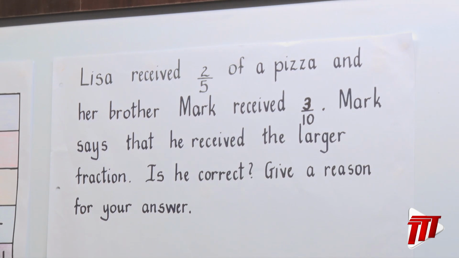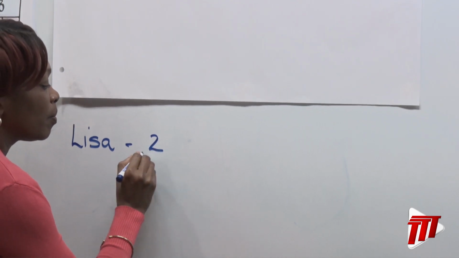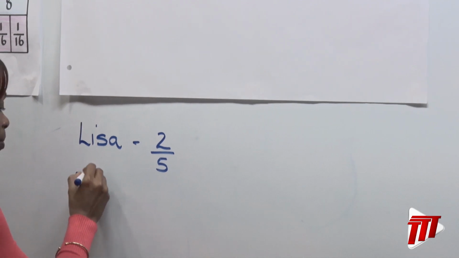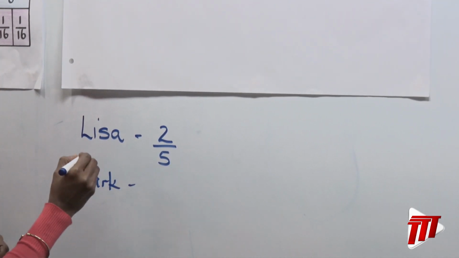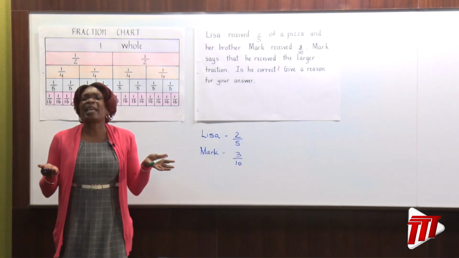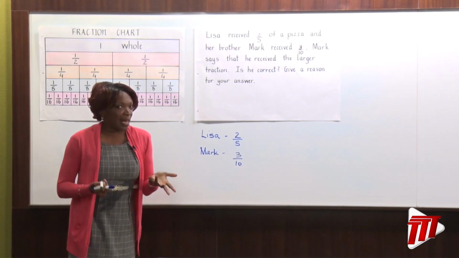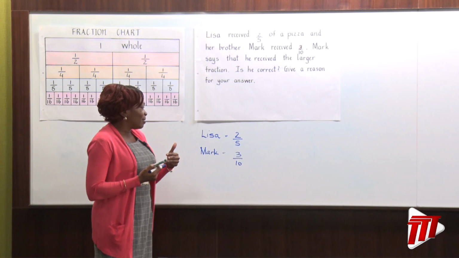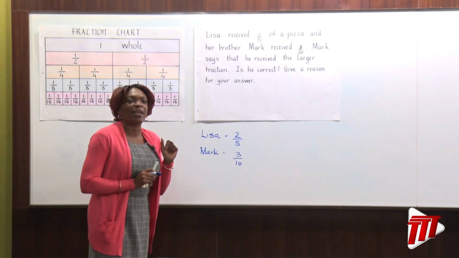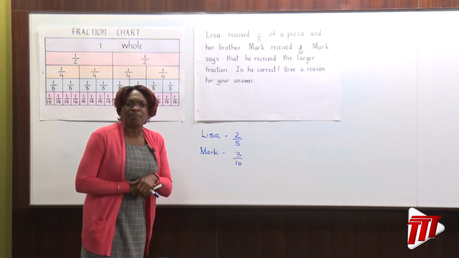Lisa received. Mark received. We follow the same format. We cannot compare the fractions because both of them have different denominators. I think you're catching on. We need to do something with one of the fractions. Is one a multiple of the other? Let's see.